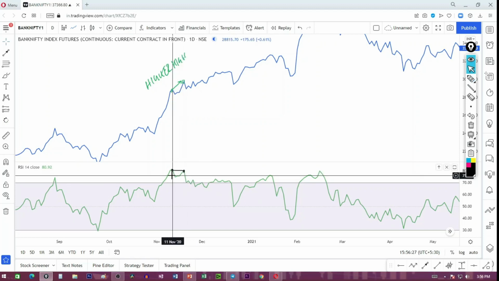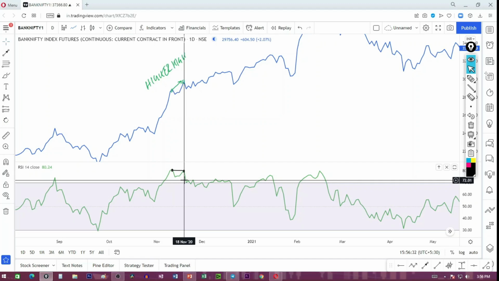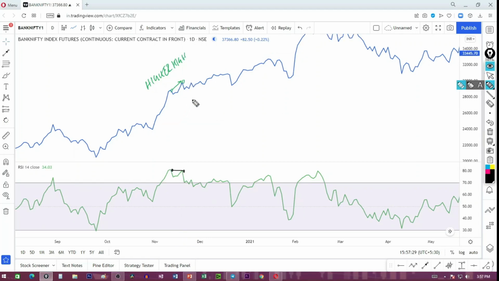Quickly check the RSI value: 80.92 and 80.24. So price make higher high, RSI make lower high. So we spot a classical negative divergence on chart and we expect that price will come down. But in this case, price not fall downside, and price continue rise up. So this is an example of negative classical divergence.